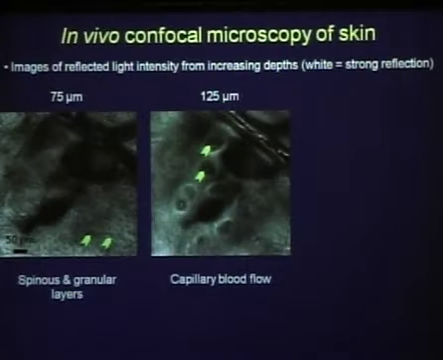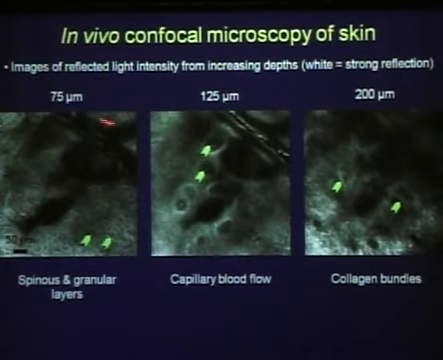And just to give you an idea of the kinds of images that you can acquire, this is an image of skin that was made using 785 nanometer illumination, and we're looking at the reflected confocal in this case. This image was obtained about 75 microns beneath the surface, here 125 microns beneath the surface, and here 200 microns beneath the surface. In skin, what you see are dark nuclei and bright cytoplasm because the melanin granules that are present in the cytoplasm give rise to bright reflectance.